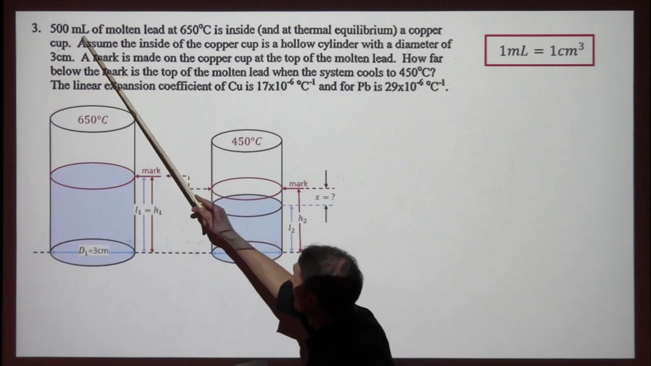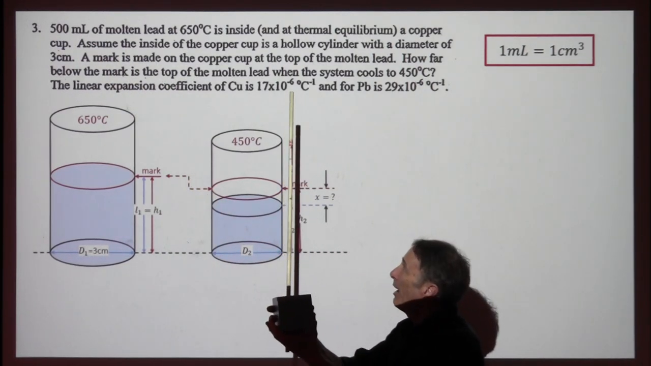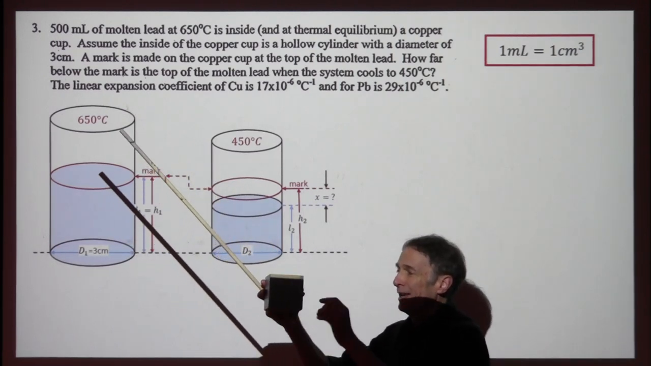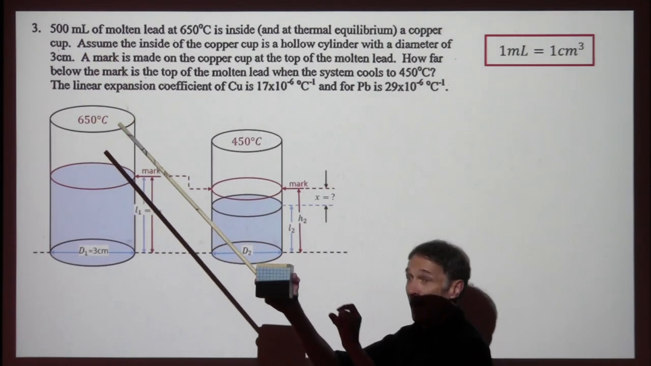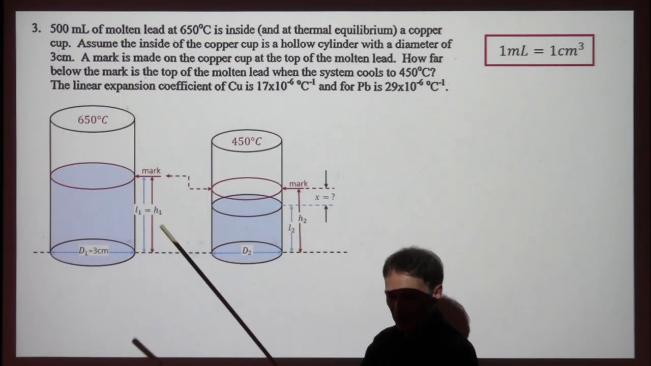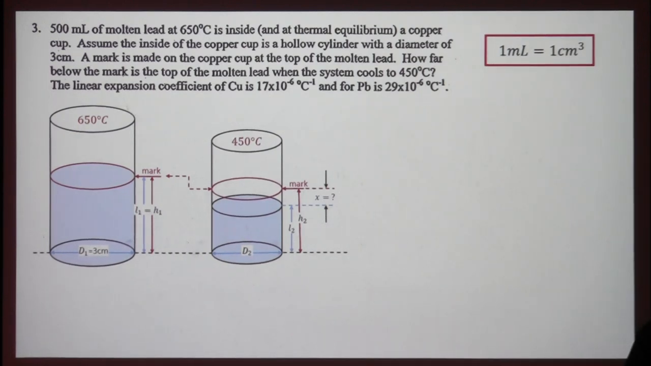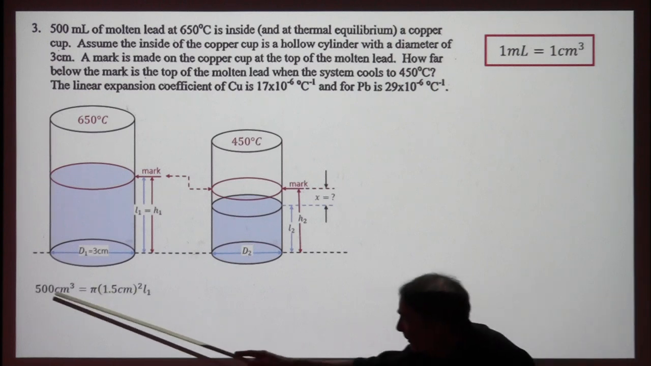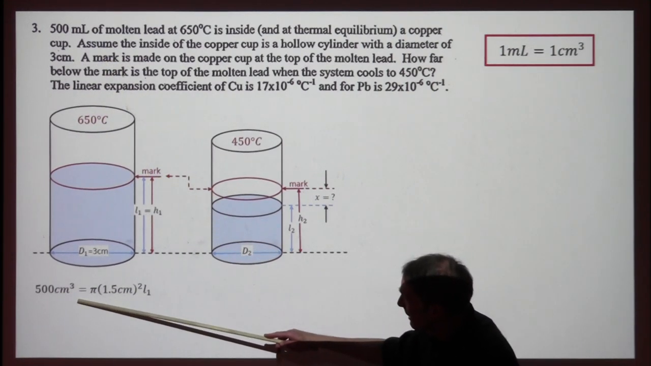500 milliliters. So each one of these cubic centimeters is a milliliter. This is 1,000 milliliters, or cubic centimeters. And so 500 milliliters would be half of this. That's how much lead you would have. So 1 milliliter is a cubic centimeter. You want to be able to make that very useful in many problems. Okay, so this 500 milliliters is 500 cubic centimeters.